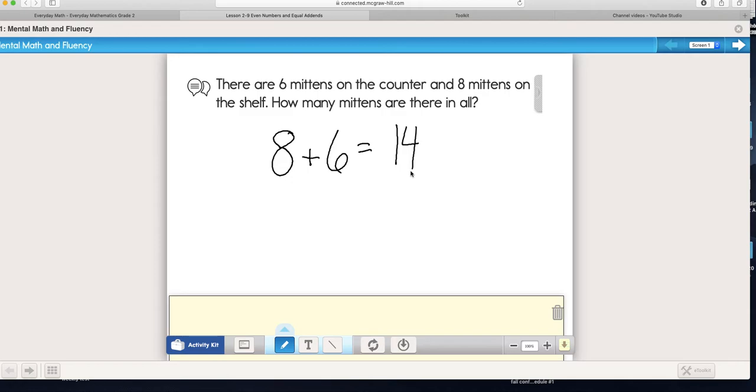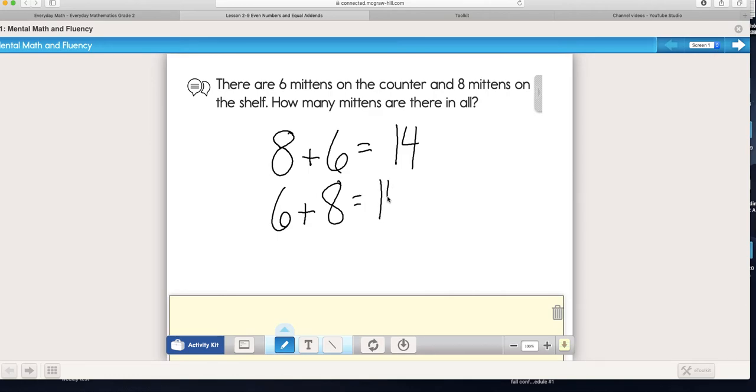Zayden, what did you do? I started at 6 and I counted up 8. Okay, so did you add 8 or subtract 8? Add. You added 8, so you started at 6 and you counted up 8, which means you added 8 and you got 14.